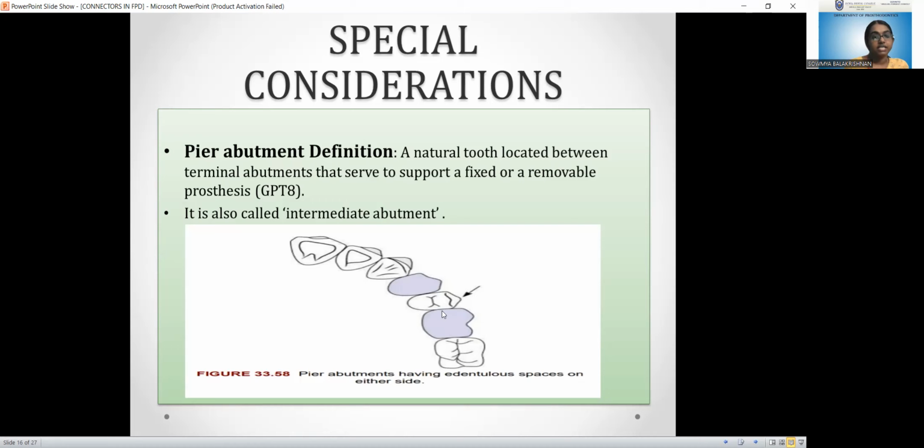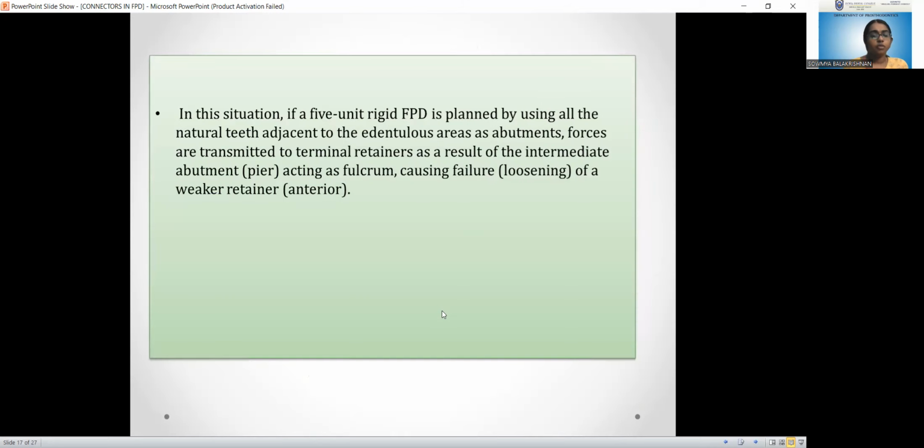We can call it an intermediate abutment. So either pier abutment, or we can call it an intermediate abutment. A pier abutment has edentulous space on either side. So mostly in this situation, we plan for a 5-unit FPD.